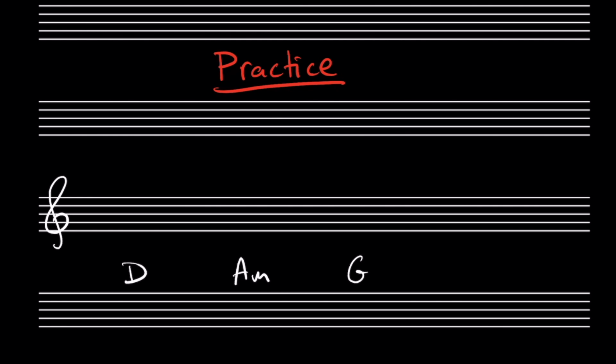Let's practice writing a few triads. In treble clef, write down the following triads on staff paper: D major, A minor, G augmented, and B diminished. Pause the video and then I'll continue with the solution. So D major would have a D, an F sharp, and an A, because F sharp is a major third above D, and A is a perfect fifth above D.